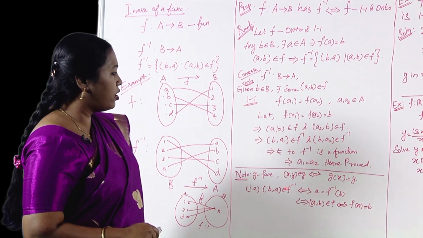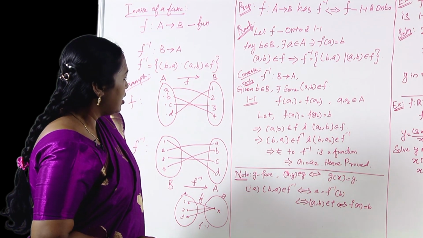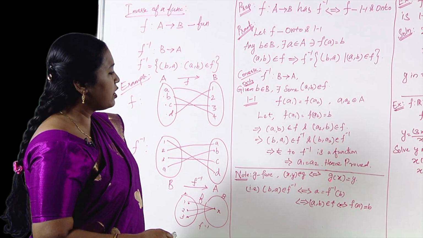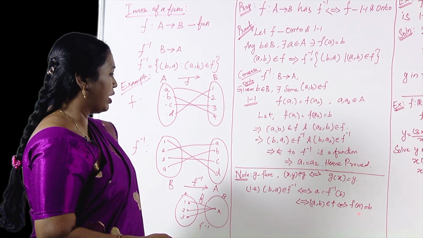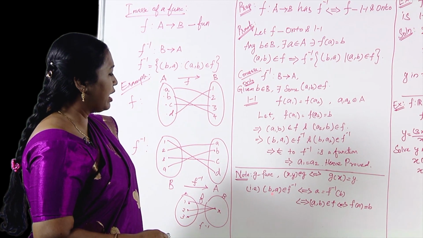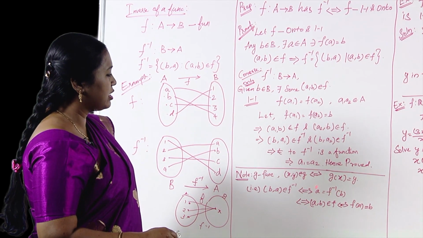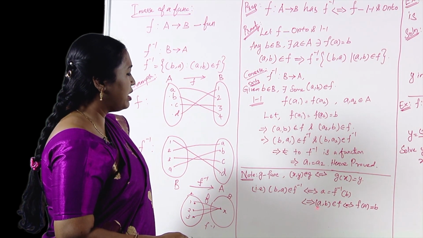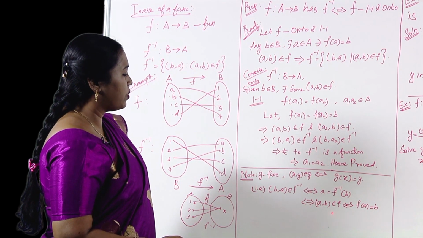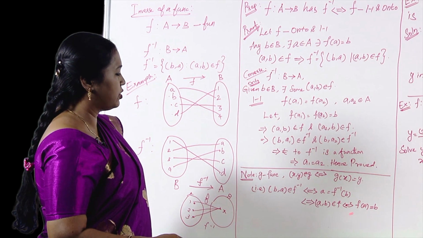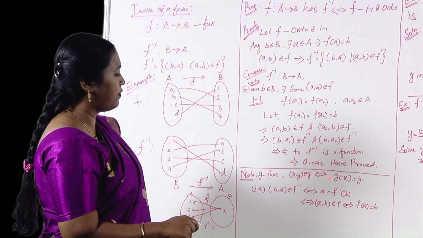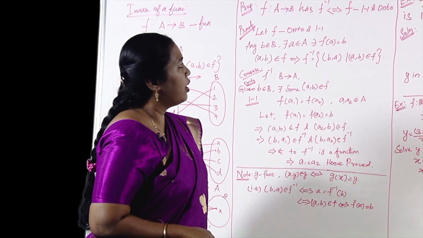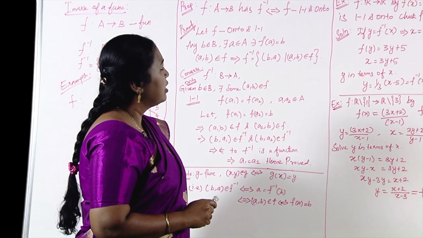Next, a small note to remember here: if g is a function such that (x, y) belongs to g if and only if g of x is equal to y, that is, (b, a) belongs to f inverse if and only if a is equal to f inverse of b. So, this means that (a, b) belongs to f, which means that f of a is equal to b. So, if you are introducing a g function, again the same definitions hold. Now, we shall see an example.